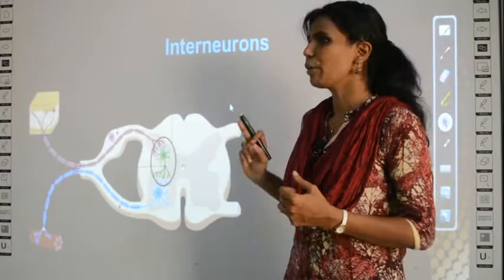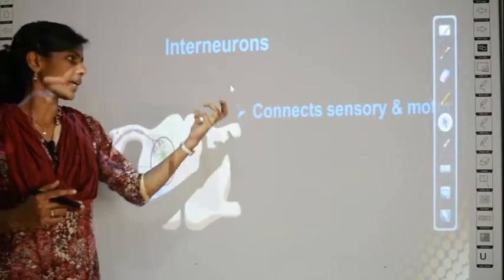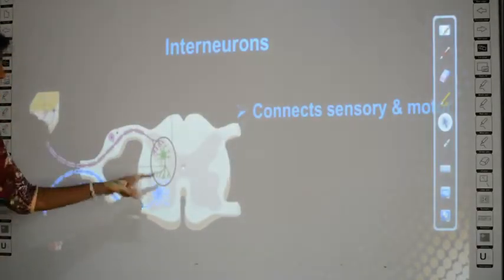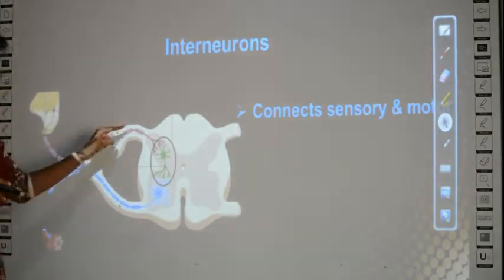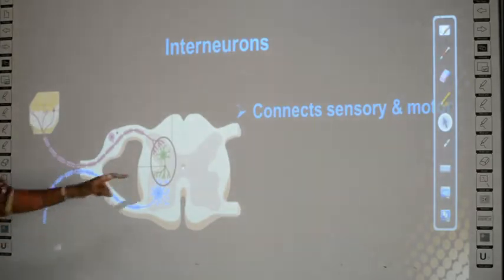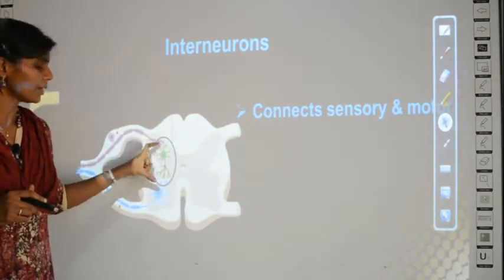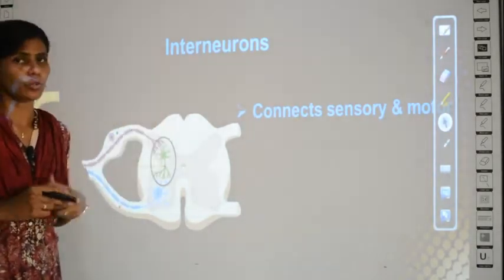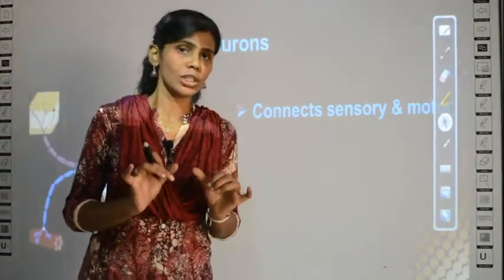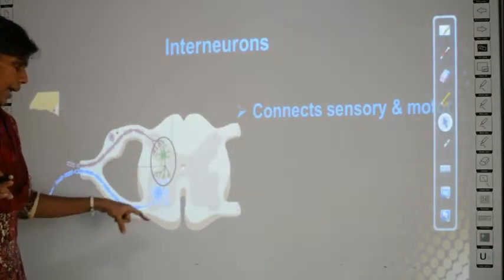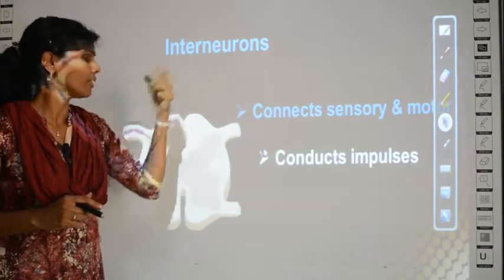So, the third type of neuron is the interneuron. It is a connective neuron which connects sensory neurons and motor neurons. Can you see a green structure here? This green structure is the interneuron. The pink one is the sensory neuron, the blue one is the motor neuron, and this small green neuron you can see inside the spinal cord. The function of the interneuron is to act as a connecting agent between the sensory neuron and the motor neuron. That is the function of the interneurons.